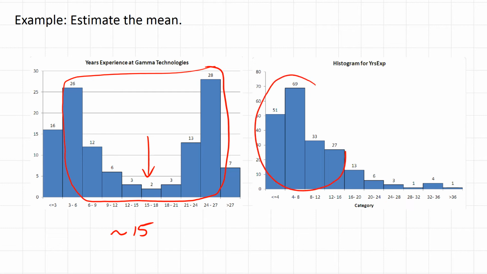In the next example on the right, it looks like everything's really crowded on the left-hand side, and so the mean's going to be somewhere in the middle of that crowd. In this case, I think a good estimate would be about 8.